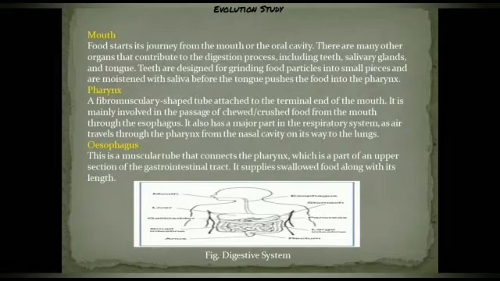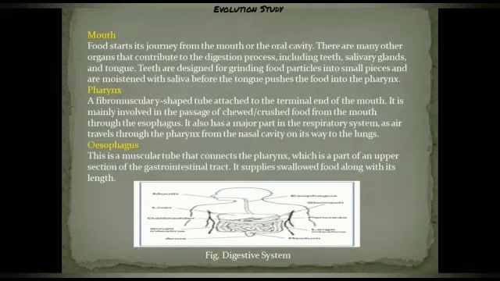Now, what is the pharynx? A fibromuscular tube attached to the terminal end of the mouth. It is mainly involved in the passage of chewed or crushed food from the mouth to the esophagus. It also has a major part in the respiratory system, as the air travels through the pharynx from the nasal cavity on its way to the lungs. Esophagus. This is a muscular tube that connects to the pharynx, which is a part of the upper section of the gastrointestinal tract. It supplies the swallowed food along its length.